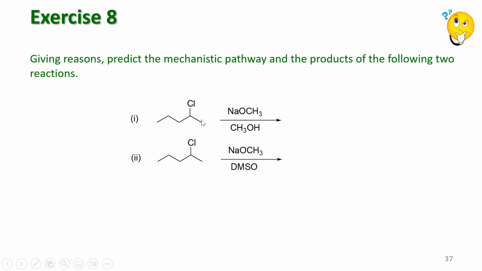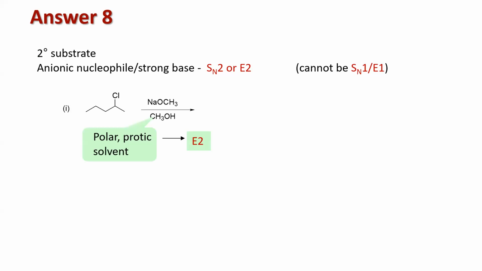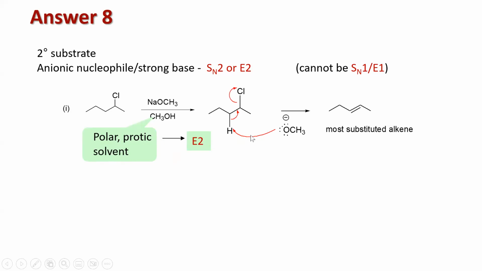Now look at the substrate. It's a secondary alkyl halide. You have one alkyl group here, another methyl group here. The same substrate, the nucleophile is also the same. The difference is in the solvent, right? So secondary substrate, anionic nucleophile, strong base. So it can be SN2 or E2, right? It cannot be SN1 or E1, because of the anionic nucleophile. For SN1, it has to be a neutral nucleophile. For this one, the solvent is a polar protic solvent. If it is polar protic, definitely E2, right? So it goes like this.